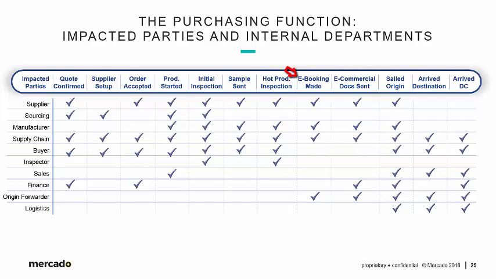E-bookings are made by the vendor, booking for cargo space on a ship or aircraft. E-commercial docs are sent by the vendor. Goods sailed. Goods arrive. They go through customs and are received. These are the various activities.